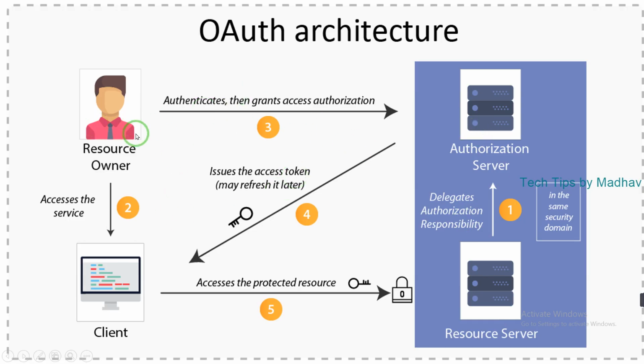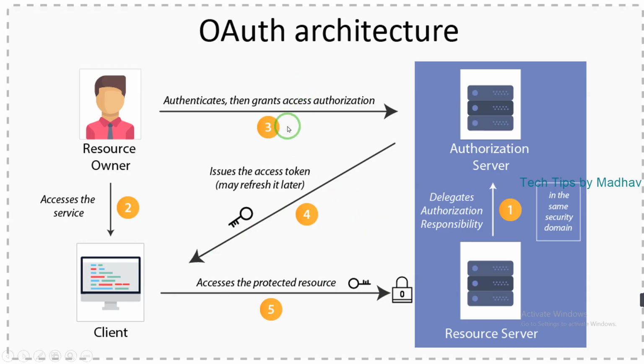And if you take the flow, the resource owner will initially log into the third-party application, and from here it tries to communicate with the authorization server to get the token. After getting the token, it will try to make a protected resource call. So this is how the flow will work.